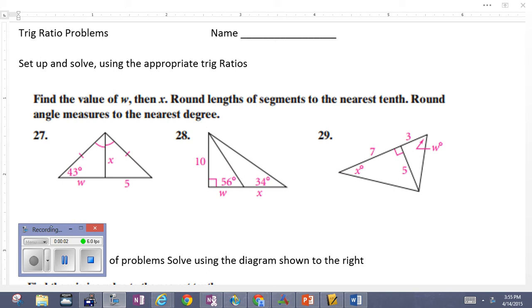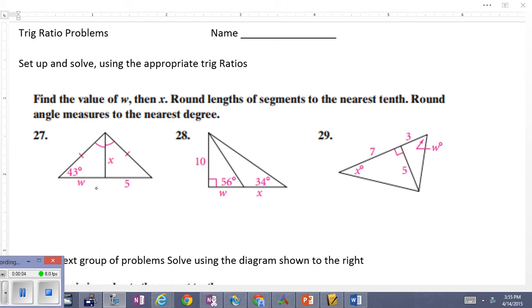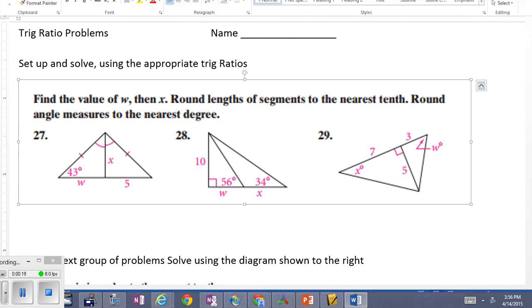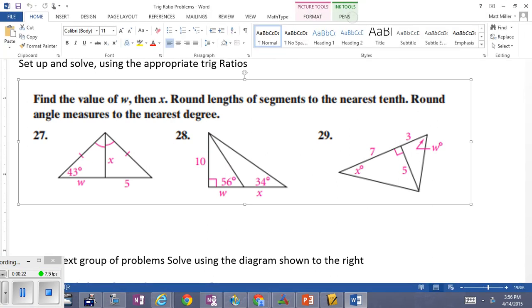Okay, we're going to look at some of these problems that you'll get on the worksheet coming up. Okay, let's look at these. A couple of these are multi-step problems using trigonometry. So let's look at number 28 here. Let me get a pen and we'll start looking at number 28.